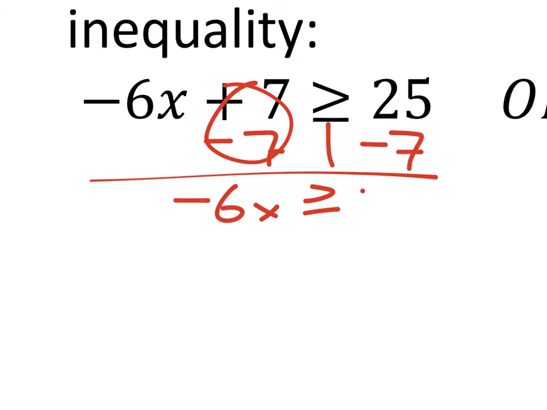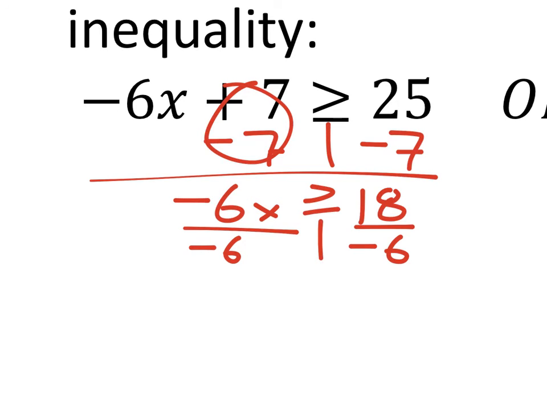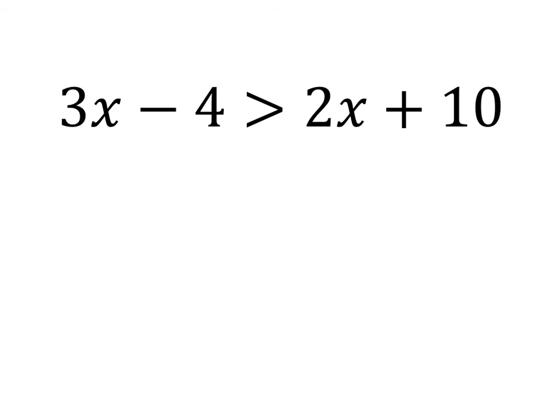25 minus 7 is 18. We've seen this already. This may create a unique scenario, but dividing both sides by negative 6, right? So I divided both sides by negative, I must flip the inequality now. So x now is less than or equal to negative 3. 18 divided by negative 6. So that completes that first inequality, but we have the second one.